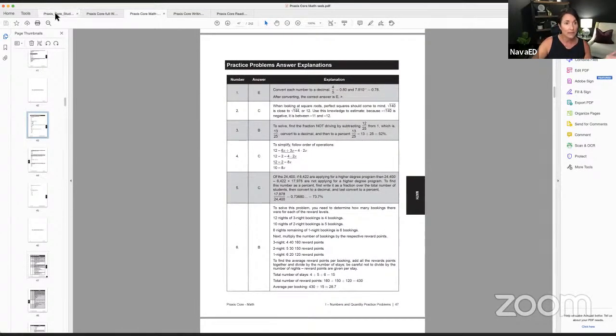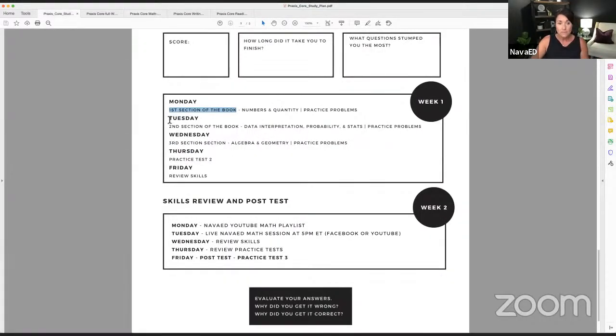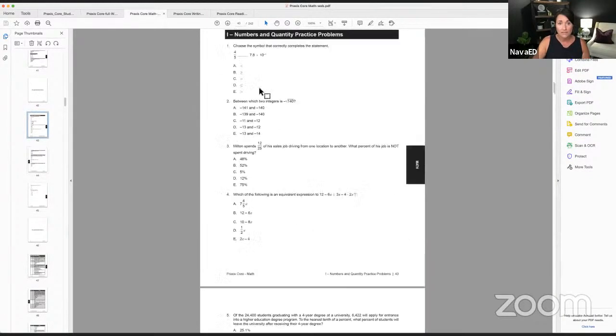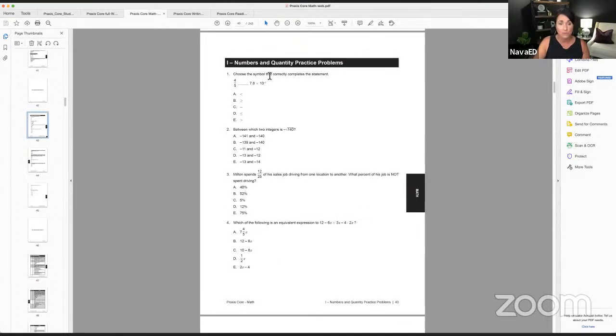Then of course, let me go back to my study companion. Same thing on Tuesday. You're going to go in and do the second section of the book and then the practice problems, evaluate your correct and incorrect answers, and then see where you need to go. Now, if you're super low on these practice problems, let's say I go into the math here and I bombed this numbers and quantity. It was not good. Okay, fine. Go back and study again.